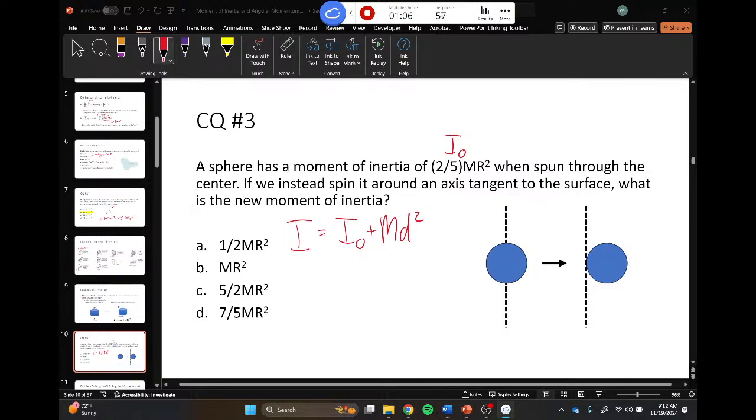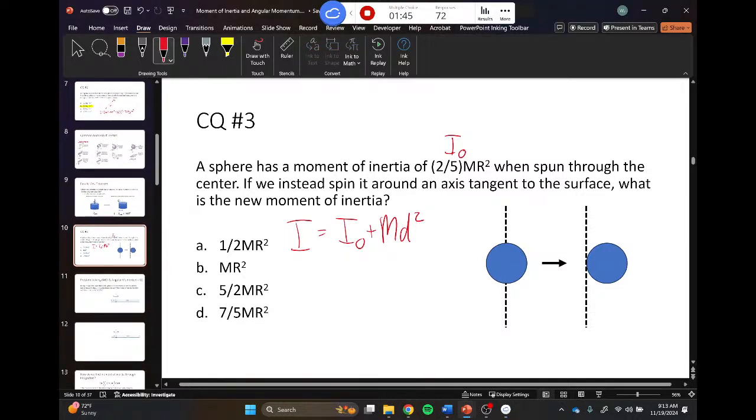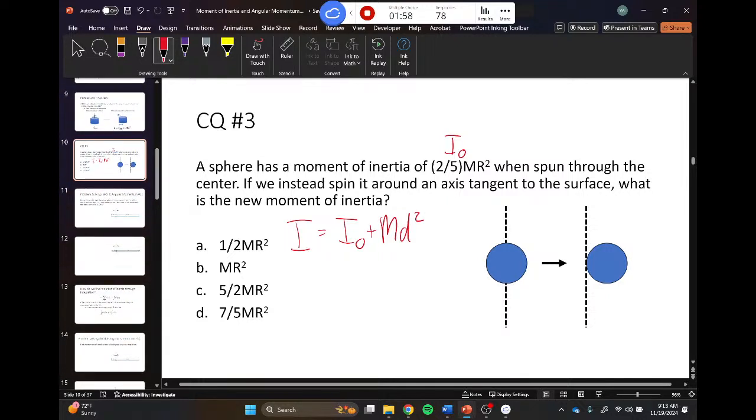Plug in the original moment of inertia about the center. Did y'all figure out how much it got shifted by? What is d equal to in that case? It got shifted by the full radius. Cool. 10 more seconds. I think we've gone around to everyone. All right, we'll close this out in 5, 4, 3, 2, and 1.